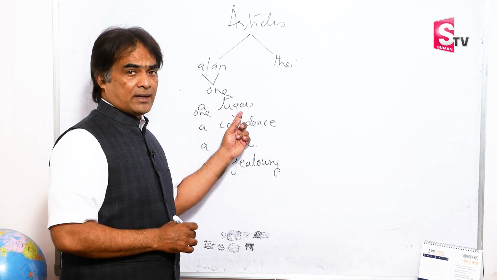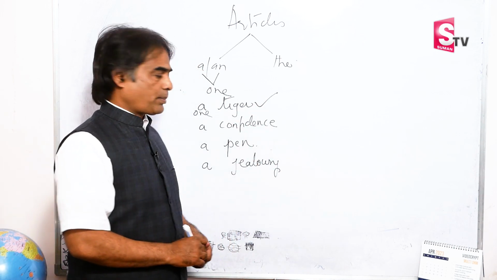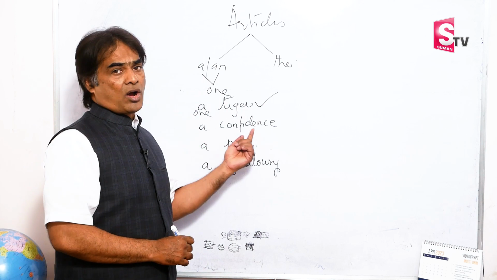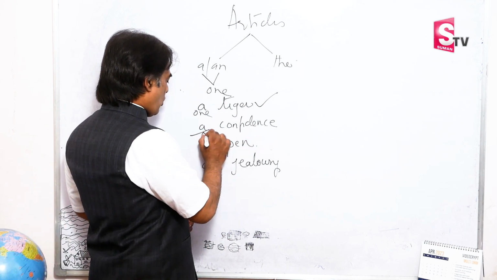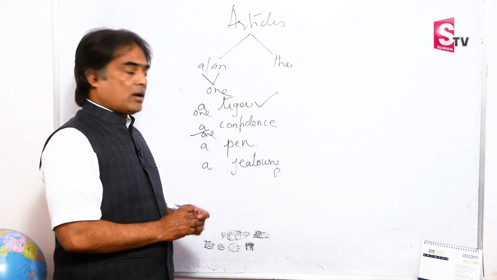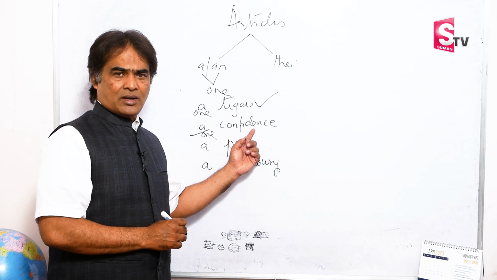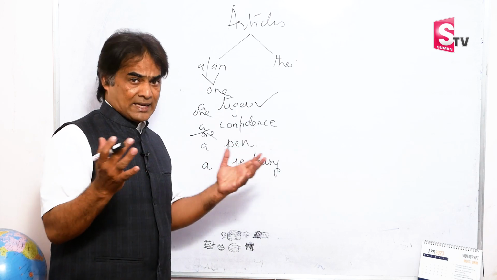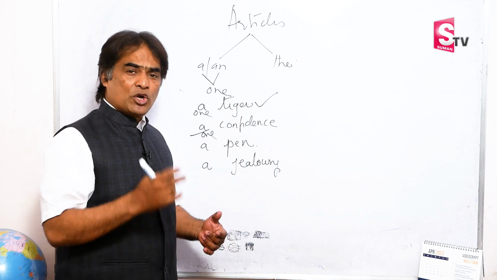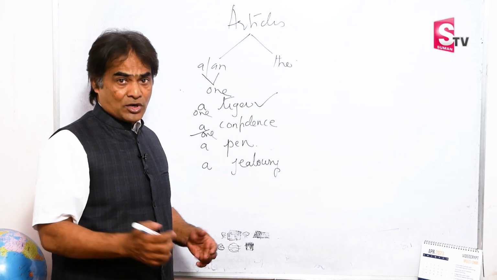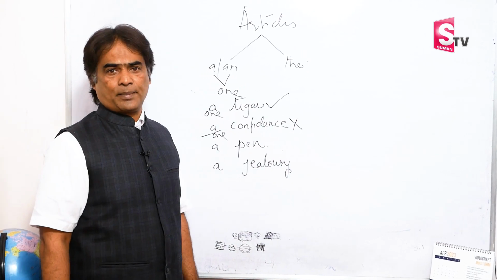One tiger makes sense. So we can use a here. A confidence. To understand this, let's again replace it with one. One confidence. Does it sound good? Do you measure your confidence? Yes, we do. We say more confidence, we say less confidence. But do we say one confidence? No. So a is not required here.